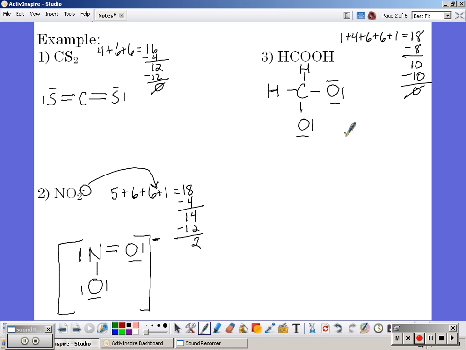So something's not right because I have an oxygen with an incomplete set. So what I can do is instead of bonding my hydrogen to the carbon, I could bond it to the oxygen. But now that leaves my carbon without a complete octet. So what I can do is take away a lone pair from the other oxygen and double bond. So now all of my atoms have the complete octet. Remember, hydrogen only needs 2 electrons, so it never has lone pairs.